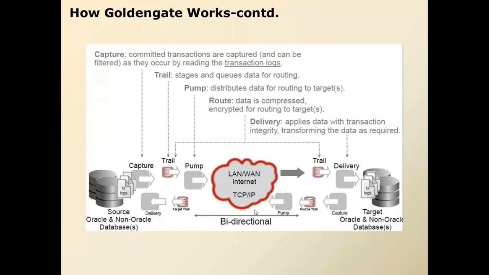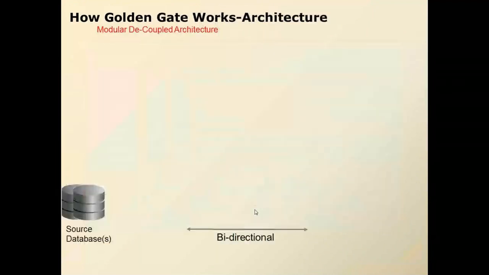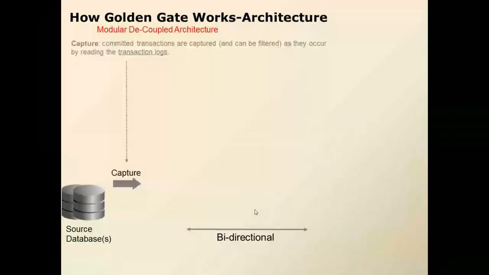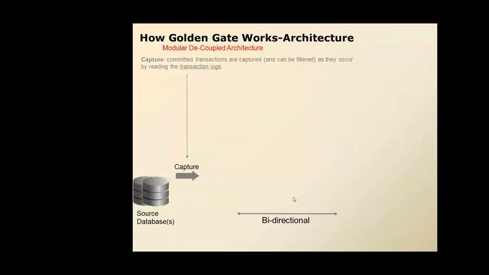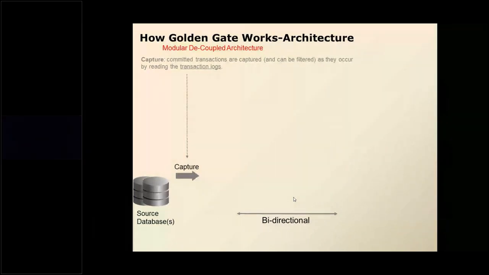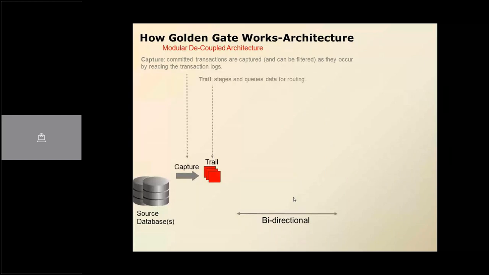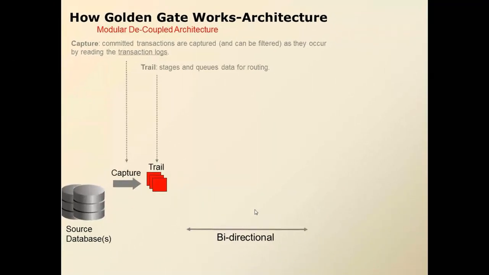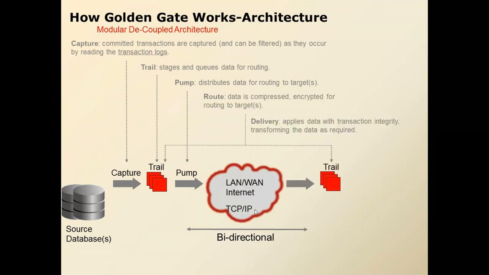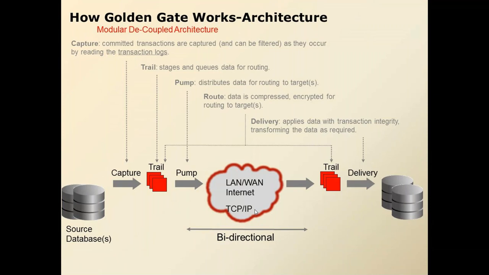GoldenGate replication involves three GoldenGate processes: extract, pump, and replicate. This is how your data flows: source database transaction logs are read by the capture process, which captures only committed transactions. Once captured, they get written into the local trail. The pump process reads the data from the local trail, sends it over the TCP/IP network and writes it to the remote trail, and then the replicate process applies it to the target database.